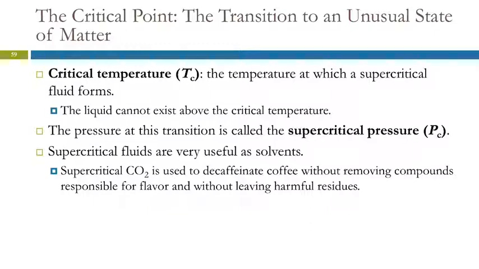TC is the critical temperature. Above that critical temperature, you cannot have the liquid exist under any set of circumstances. The pressure that occurs at that temperature is called the supercritical pressure.